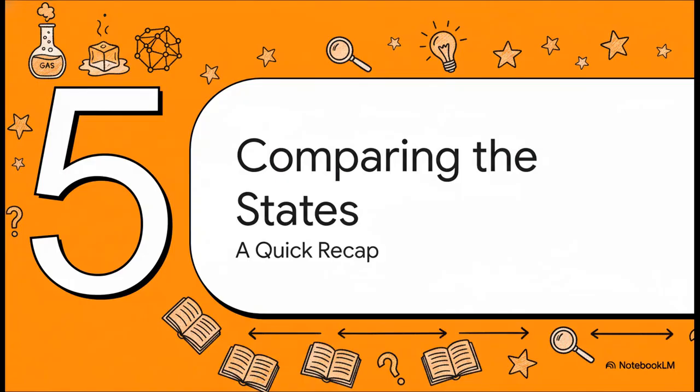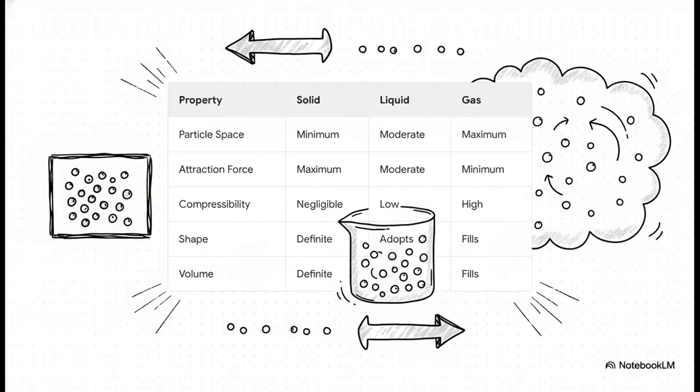Okay, let's move to our final section and put everything we have learned together. Comparing the three states side by side will really help to make the concepts clear, and this is also very useful for your exams. This table gives us a perfect summary. Please notice the clear trend as we move from solid to liquid to gas. The space between particles goes from minimum to moderate to maximum, and just the opposite, the force of attraction goes from maximum to moderate to minimum. These two properties, the space and the attraction force, are the key to explaining everything else.